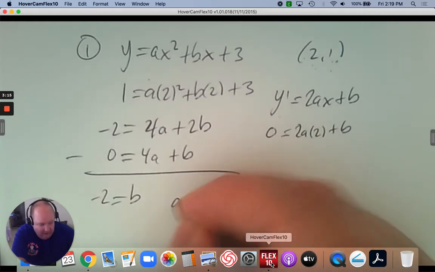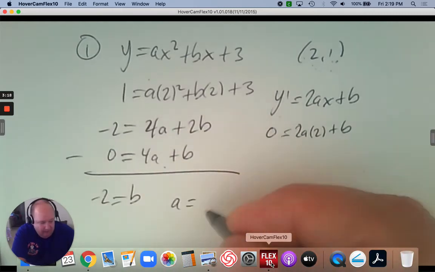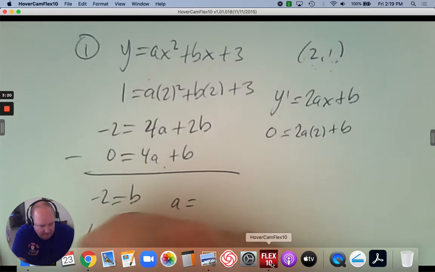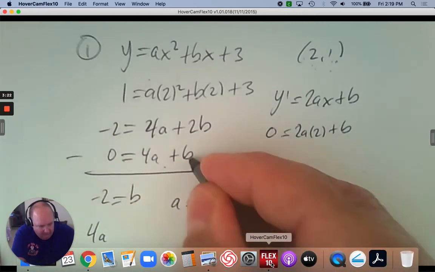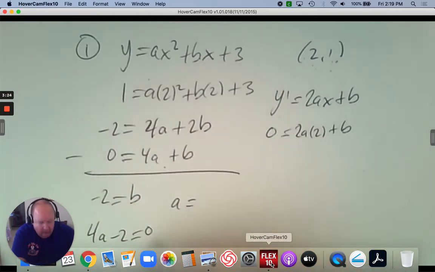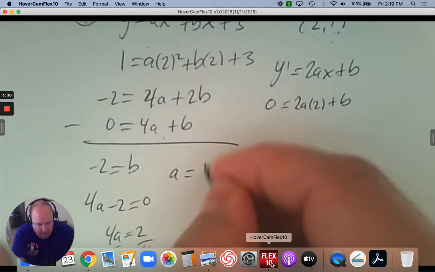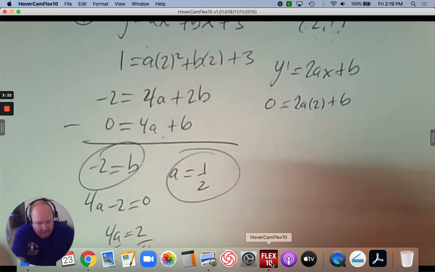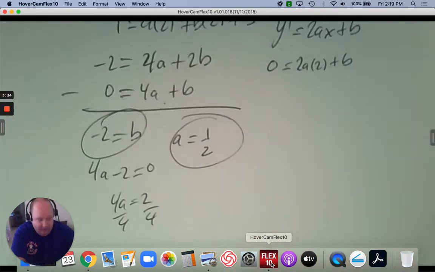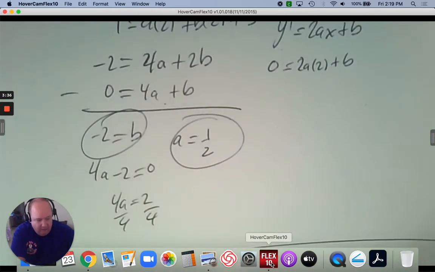To solve for a, I'm going to go back here so that we have 4a, b is negative 2, equal to 0. Add 2, divide. So you can see that when you simplify it, a is 1/2 and b is negative 2. All right, on to number 2.